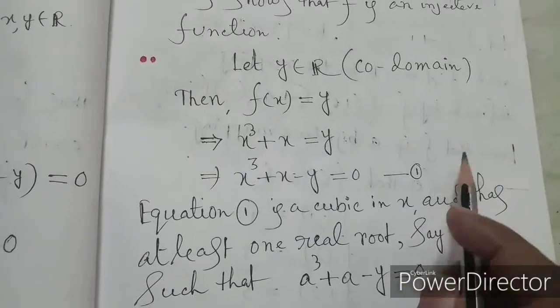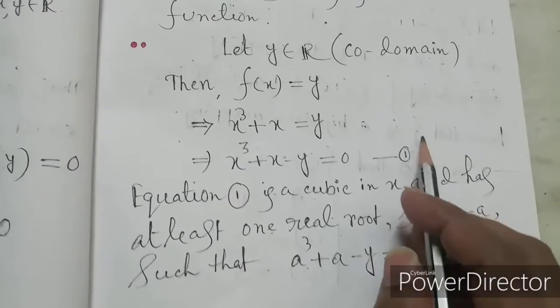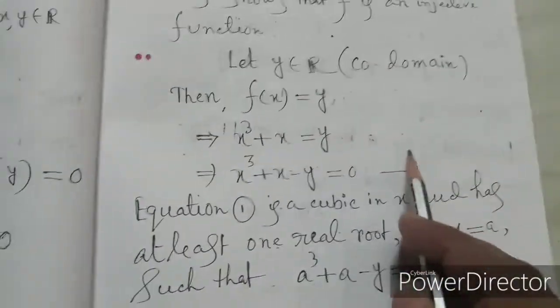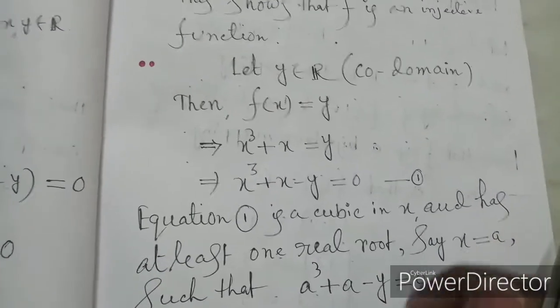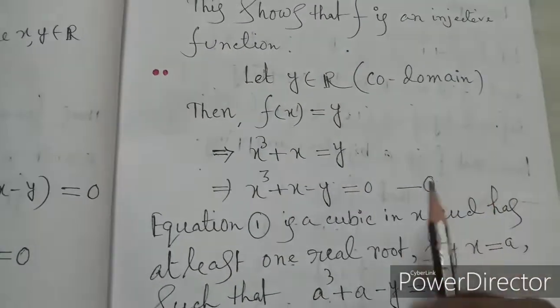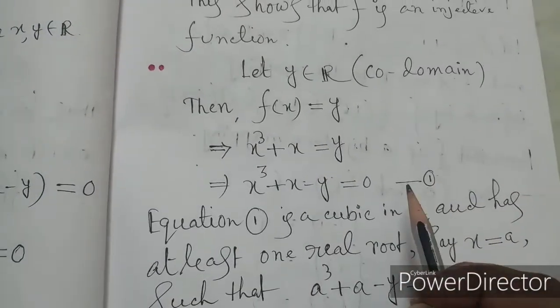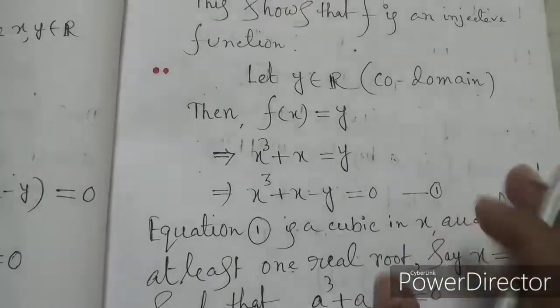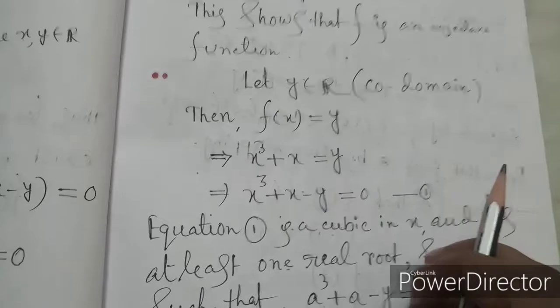Otherwise, 2 complex and 1 real, because complex roots occur in conjugate pairs. That's why 2 complex, 1 real. So there are 2 possibilities. That means the first possibility is all 3 roots are real, and the second possibility is 2 complex, 1 real. So the minimum possibility is 1 real root. That's why I write it.